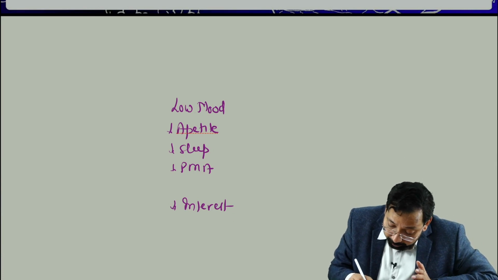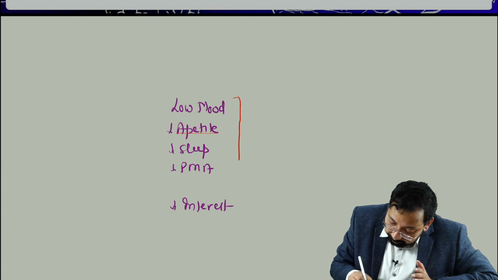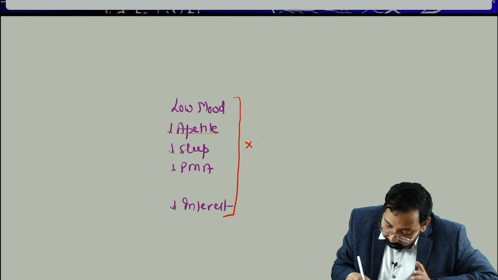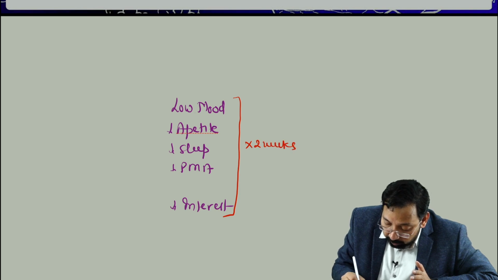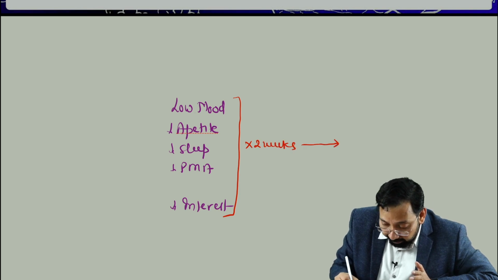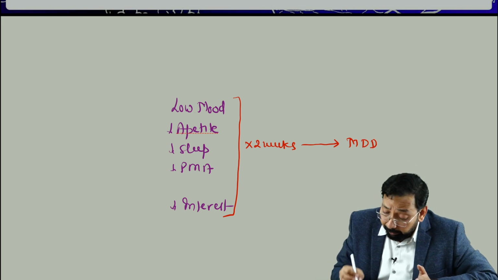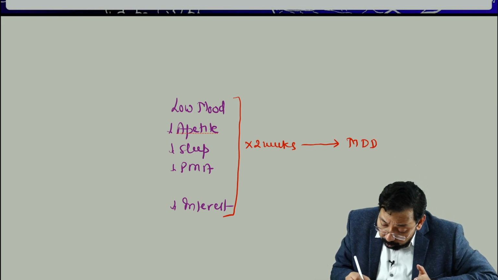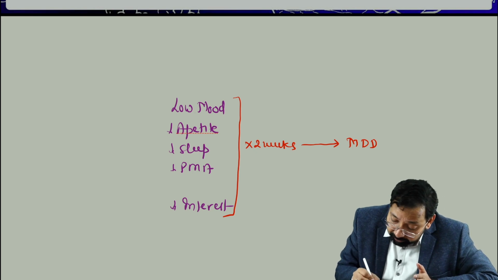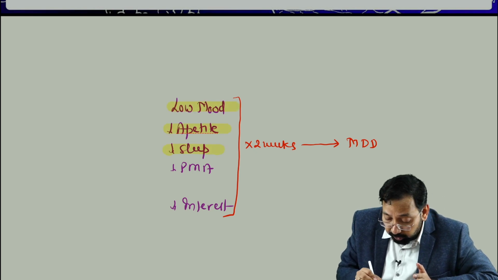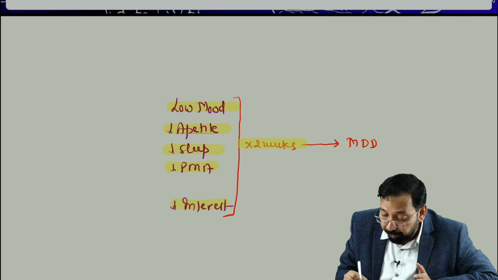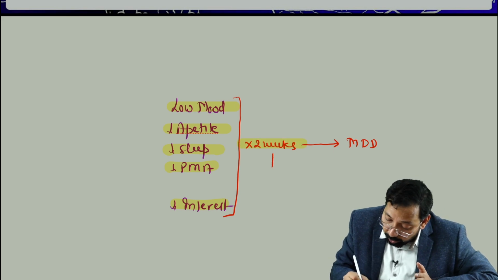Very, very important topic. If a patient comes to me having these 5 symptoms, 5 symptoms are there for 2 weeks, you will say the patient is having major depressive disorder or depression. In this patient, suppose these 5 symptoms are there for 2 weeks, and the patient is also having, yes, psychotic symptoms.